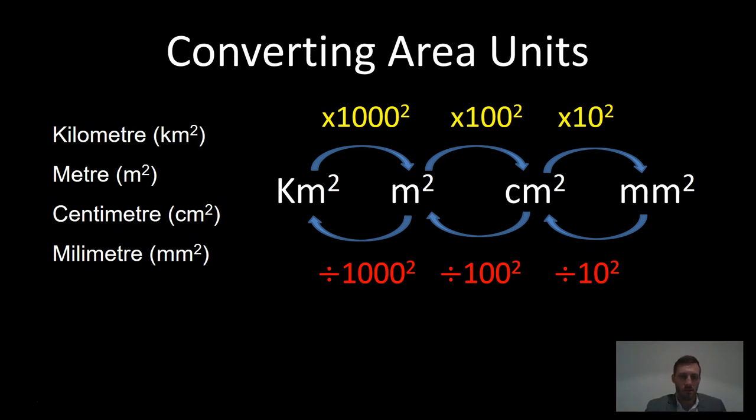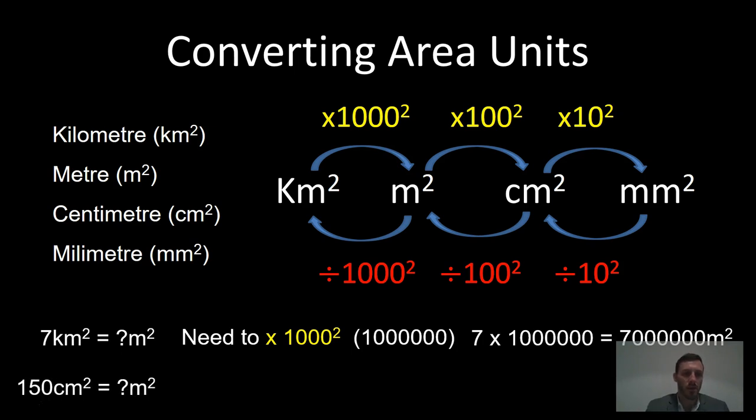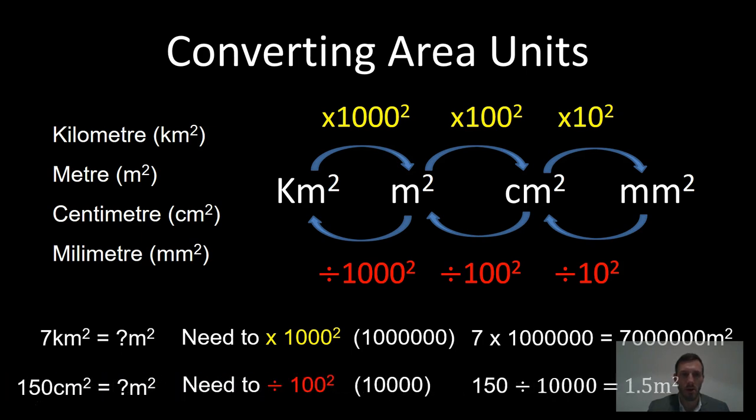Let's look at a couple of examples. If we have 7 kilometers squared, how many meters squared is it? Using our chart, we can identify that we need to multiply by 1,000 squared, or 1 million. So we get 7 kilometers squared is equivalent to 7 million meters squared. If we're given 150 centimeters squared, how many meters squared is it? In this case, we're going to divide by 100 squared, or 10,000. So 150 centimeters squared is equivalent to 0.015 meters squared.